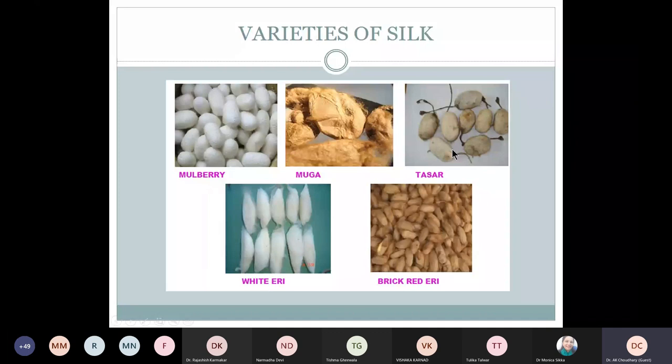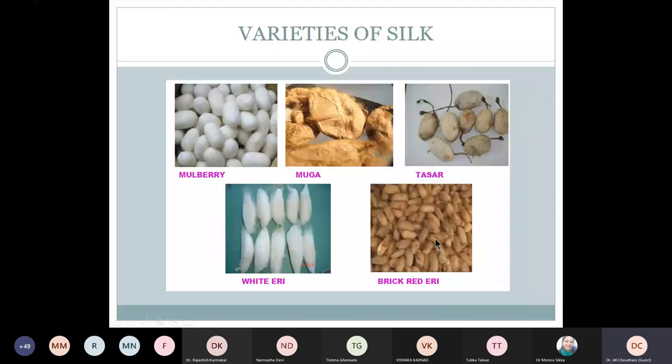Before reeling the silk from the cocoons, we need a certain chemical treatment of the hard silk cocoons. Here you can see the eri cocoons, and this is the brick red eri cocoon. This is another variety of the eri cocoon. Eri cocoons are of two kinds, one is the red color and another is the white color. And muga has a specific color, similar to gold, so that is also called the golden silk.